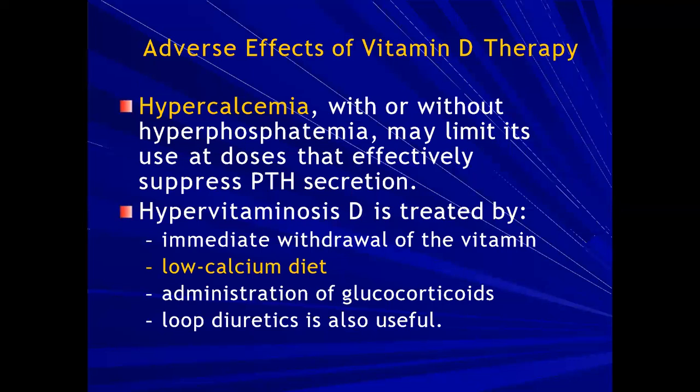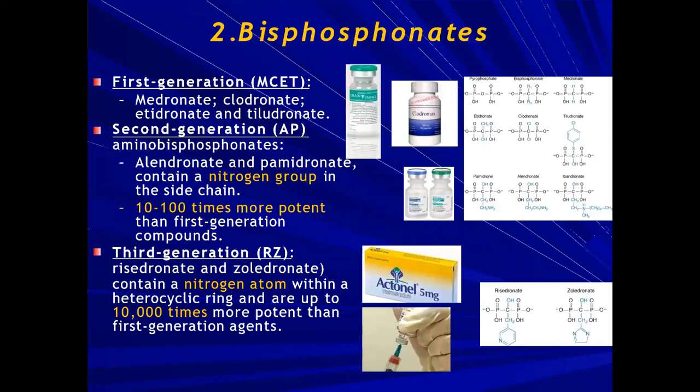Hypervitaminosis can occur with vitamin D and should be treated by withdrawing the vitamin. A low calcium diet and the addition of corticoids and diuretics are also useful in this type of vitaminosis. You use diuretics to excrete it, you use corticoids, and also a low calcium diet, and you need to stop the drug immediately if you suspect hypervitaminosis of vitamin D.